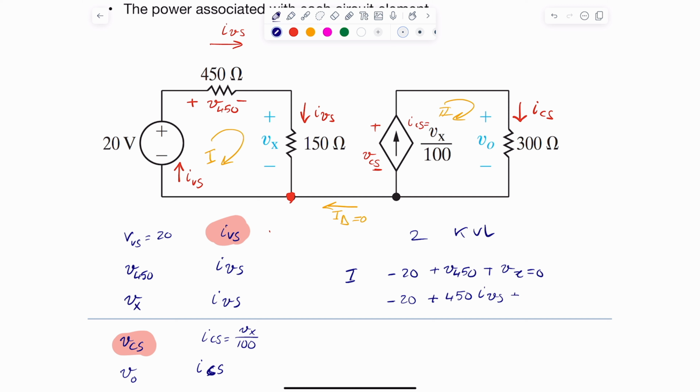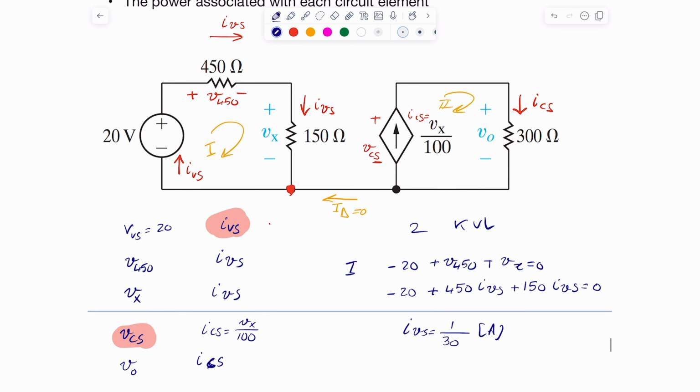Vx is simply the same. It's 150 times I V of s, and that should be 0. Again, it's the same V of s and it's 150. So I rewrote everything in terms of a current, and it's one equation, one unknown, so I actually know what Vs is. I write it, I V of s is simply 1 divided by 30 amps. So we know what I V of s is.